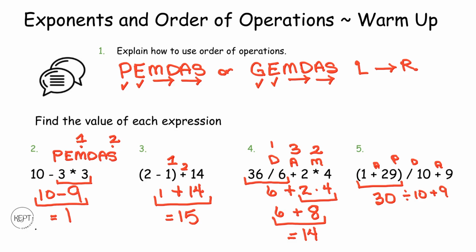The next thing that we want to do is the division. 30 divided by 10 is 3, and then we bring everything else down. Lastly, we have 3 plus 9, and that answer is equal to 12.